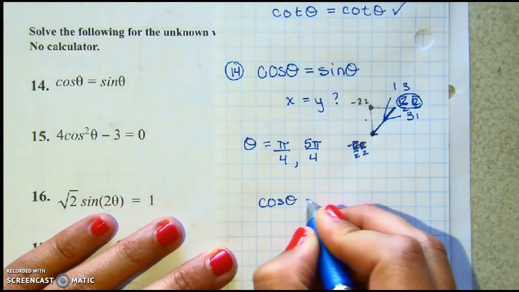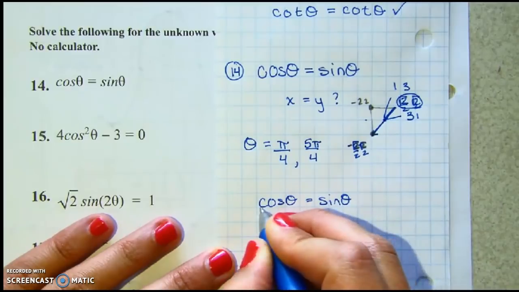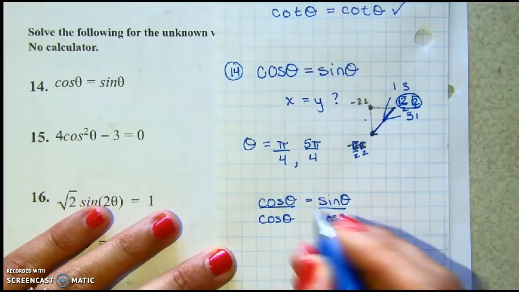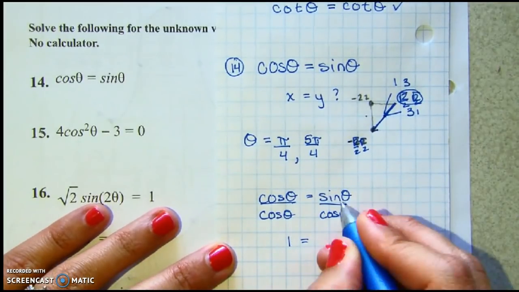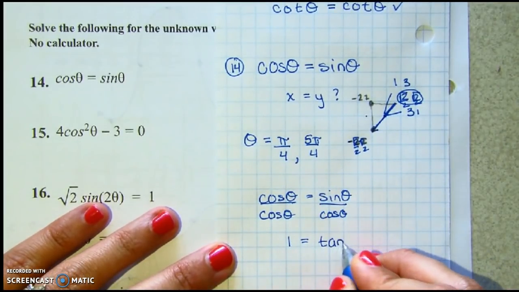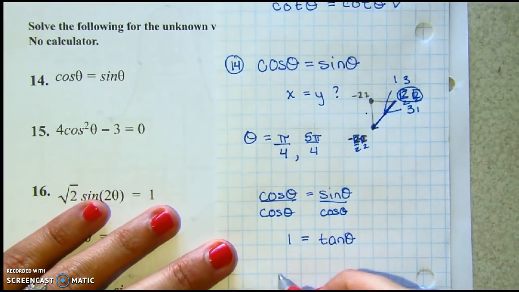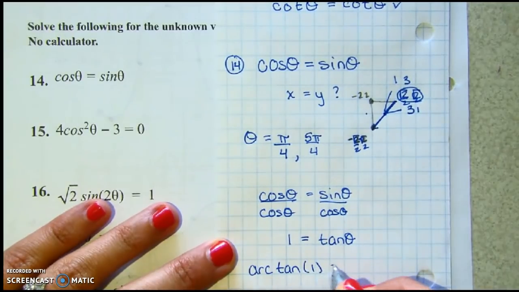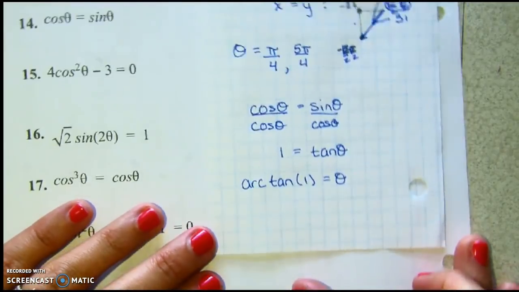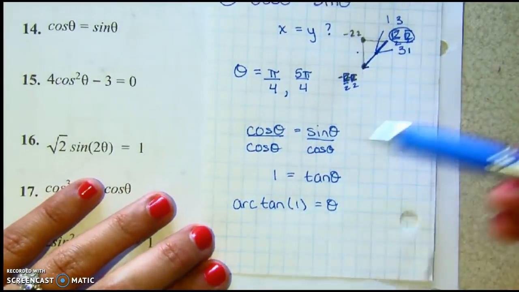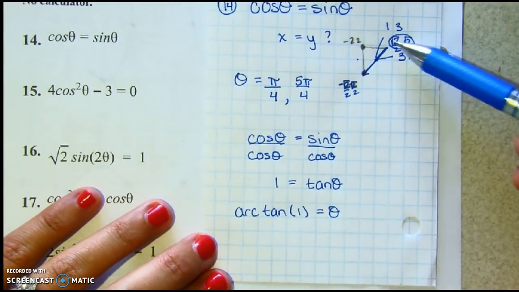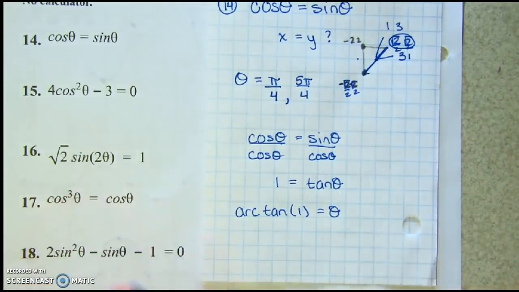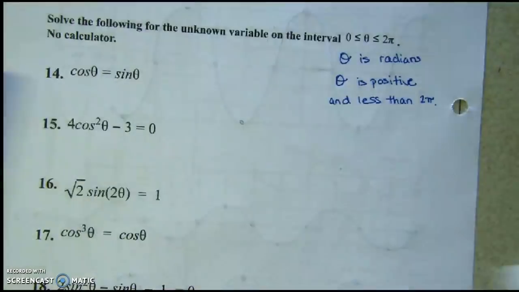You want to see another way? Let's do this quickly. You could divide both sides by cosine. Cosine divided by cosine is 1. What is sine over cosine? Tangent. So we're really saying, where is tangent equal to 1? What's the arc tan of 1? Well, we know tangent is equal to 1 when the y and the x are the same value. Y divided by x is 1. So we know tangent is equal to 1 at pi over 4 and 5 pi over 4. Cool. Let's do another one.